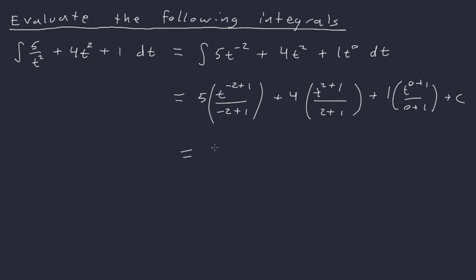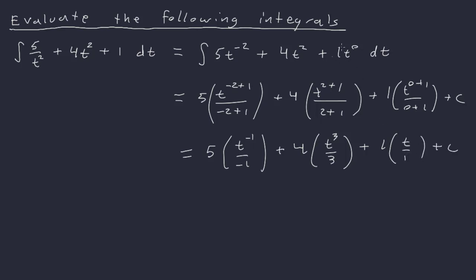All right, so this will be 5 times t to the negative 1 over negative 1, plus 4 times t cubed over 3, plus 1 times, this will simply be t over 1, plus c. So the integral of 1 is, in this case, t. That makes sense because when you differentiate t with respect to t, you get 1. Okay, so a constant is going to integrate up to a constant times x, or a constant times t.